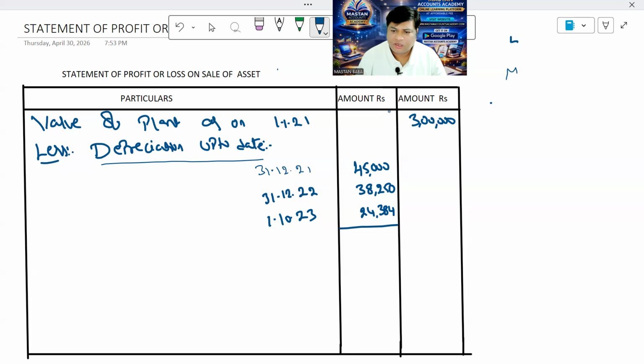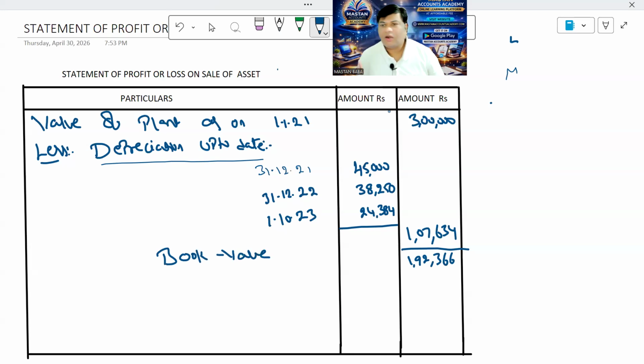Make the total of all these three. ఈ total చేయండి 45,000, 38,250, 24,384. మూడు యాడ్ చేయండి, you'll get 1,07,634 rupees. So deduct it, you'll get 1,92,366. And this is our book value. So mana book value entante 1,92,366. And dear students, less sold value. Question lo sold value clear ichadu. The sold value is 2,10,000.